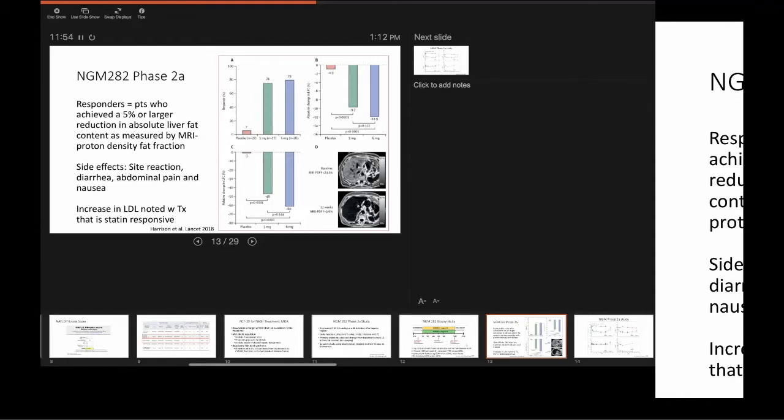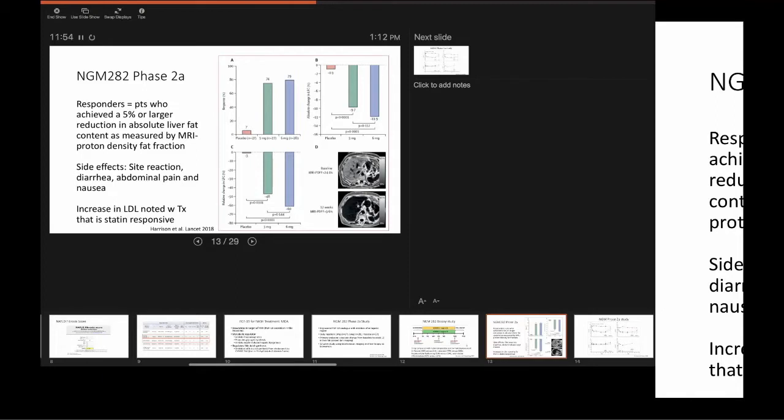And then it breaks it down for absolute liver fat content and relative change in liver fat content. You can see that gigantic delta here. It's very impressive. And it's pretty well tolerated. So the major side effects were site reaction from the injection, some GI complaints, diarrhea, abdominal pain, and nausea. But very few patients had to come off this medication.